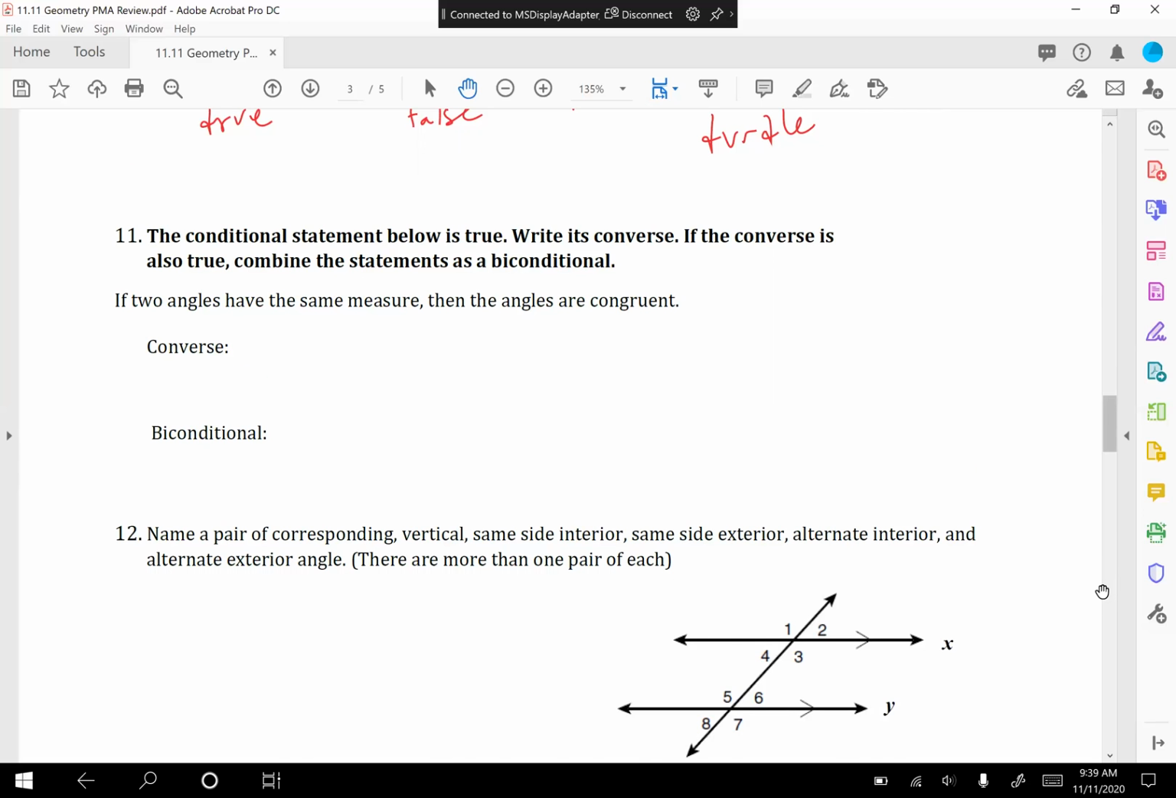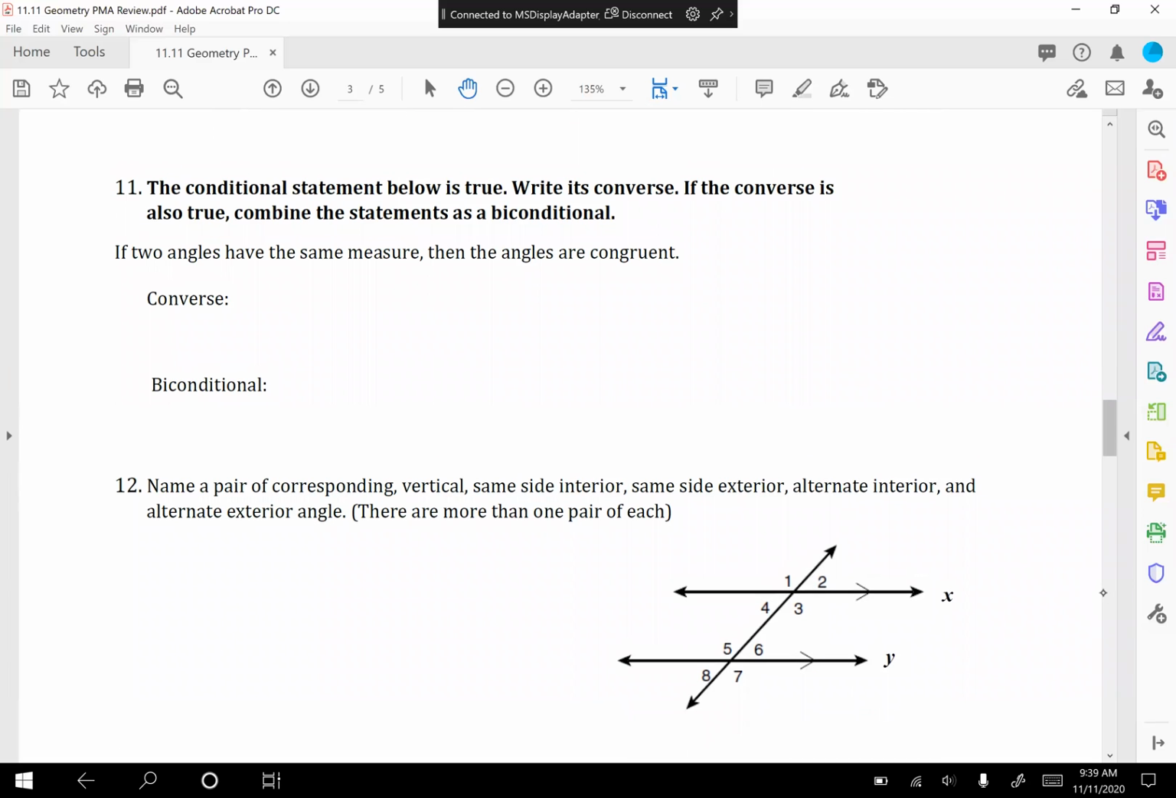All right, number 11. It says we have a true conditional. We're gonna write the converse. And then if the converse is true, we're gonna also write a biconditional. The key thing here, y'all, biconditional. Do y'all remember the wording for biconditional, what it was? If and what? Only if. Okay, that's the key phrase you need to see for biconditional. If and only if.